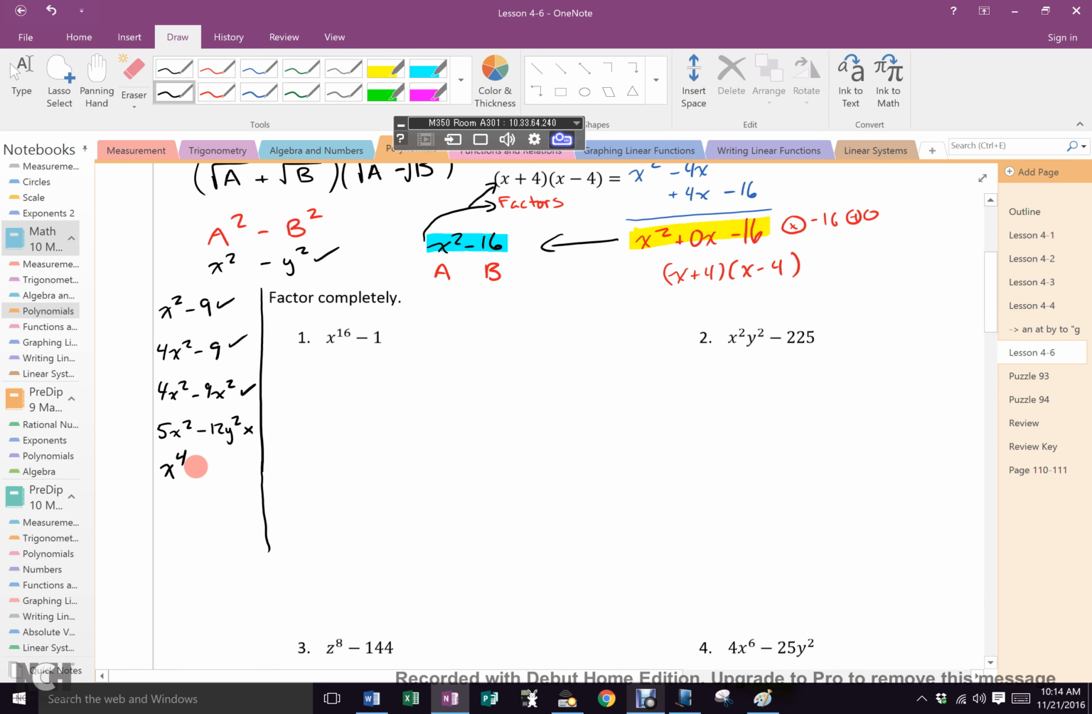What about this one? x to the 4th minus 9. Why, Mark? Because x to the 4th is the square of x squared. x squared times x squared is x to the 4th. So that one works. Are we cool? Okay. Now I'm going to be a real meanie. 3x squared minus 27y squared. Does that one work?